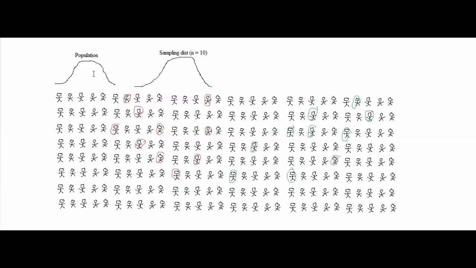So if the population is normal, the sampling distribution has to be normal. And if the population is normal, the sampling distribution is also normal regardless of what the sample size is. So if instead of creating a sampling distribution for the sample size of 10, we decided to create the sampling distribution for the sample size of 20, we would still get a normal distribution.